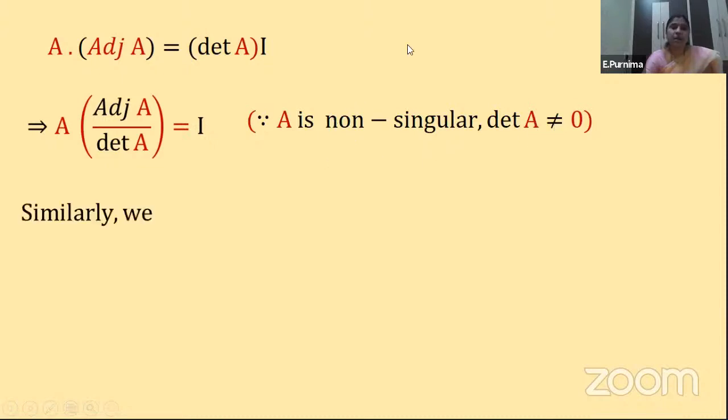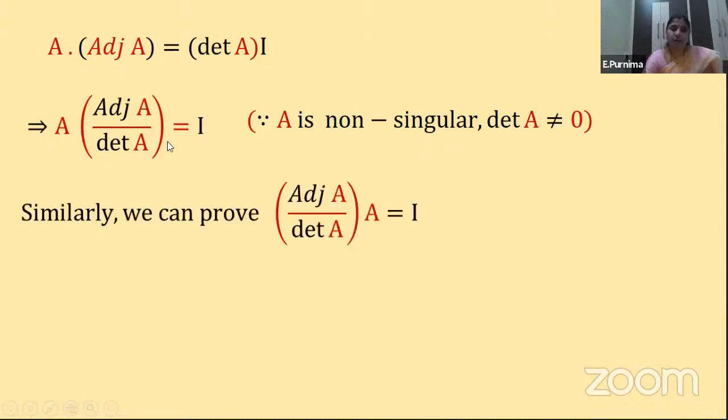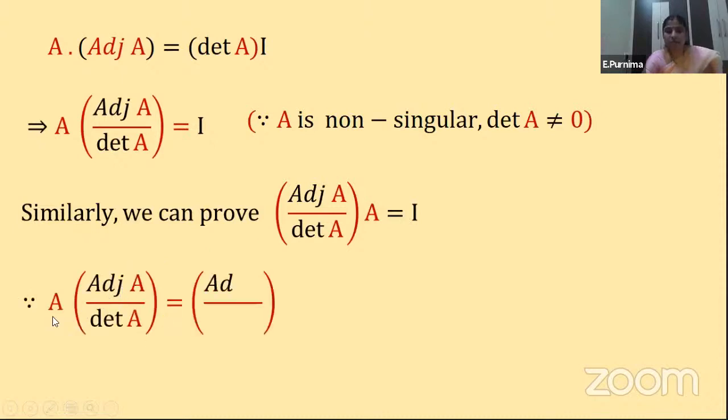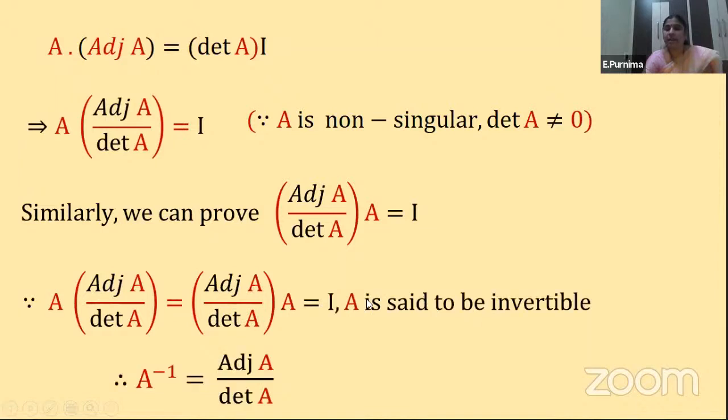Now here similarly, as how we have proven this as equal to I, similarly we can prove adjoint A by determinant A into A is equal to I. Same method, children. Here A into adjoint A we did, there we have to do adjoint A into A. Same thing we get, there also we get determinant A as a common element, so the determinant A will be sent to the other side, so that it becomes adj by determinant A into A is equal to I. So on either side we are proving like this, so we can say that A into adj by determinant A is equal to adj by det A into A is equal to I. We say that A is invertible.